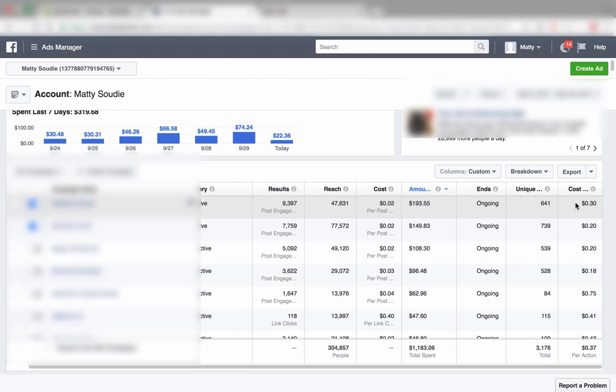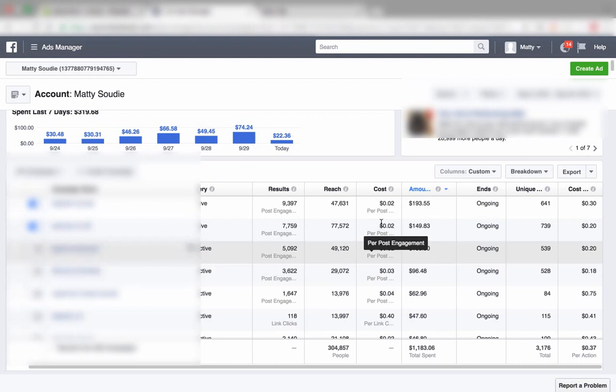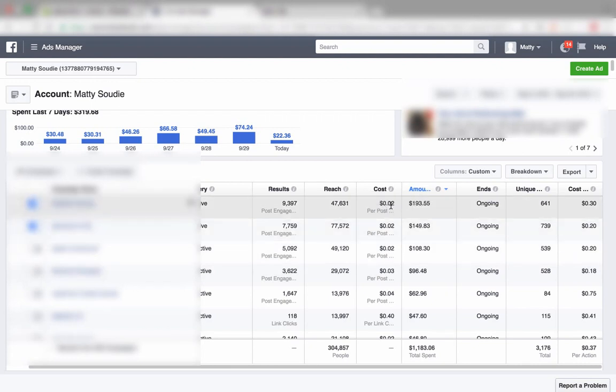Now what you're going to see is most of the time, if your targeting is right, you're going to see really good PPE costs. This is how much you're paying for a post engagement, and a post engagement is something like a like, a comment, a share or something like that. And usually you're going to be like, whoa, these are really cheap. I'm only spending 2 cents per post engagement or whatever.